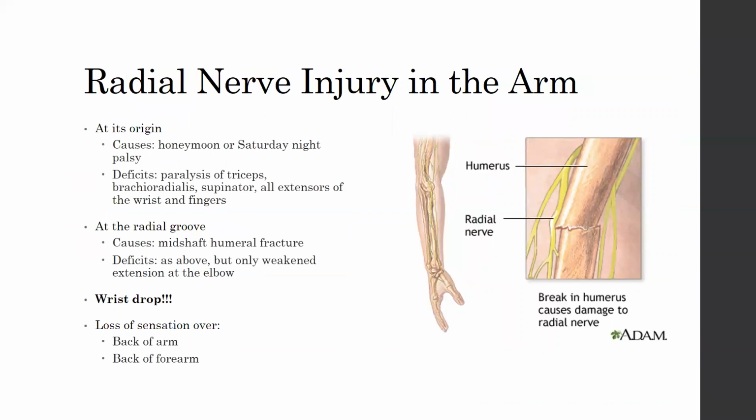Radial nerve injuries in the arm. You can cause radial nerve injuries in different parts of your arm, in the arm, or in the forearm or things like that. So knowing where you sever or where the lesion is going to help you make a diagnosis and work out what's wrong.